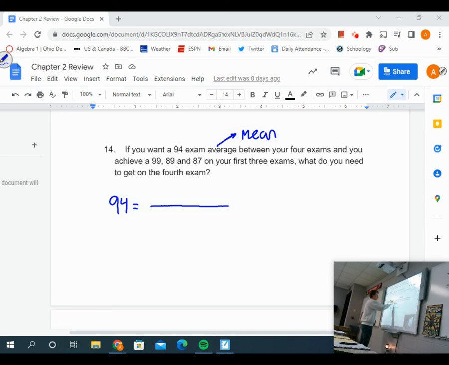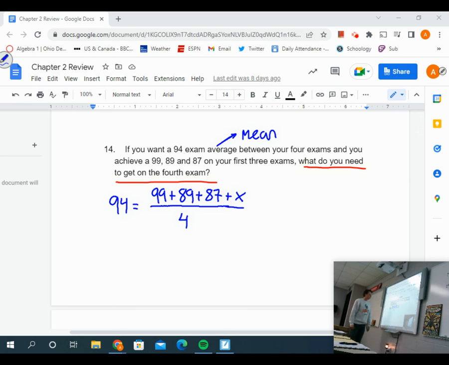So we want the average to be 94. I'm told I'm taking 4 exams, and I know the scores for the first 3. But again, I didn't only take 3 exams, I took 4. So I can't just take the first 3 and divide them by 3. That'd be the average of the first 3 exams. I want the average of my 4 exams to be 94. We're supposed to find what we need to get on the 4th exam. Well, we don't know that, so let's put a variable in there.